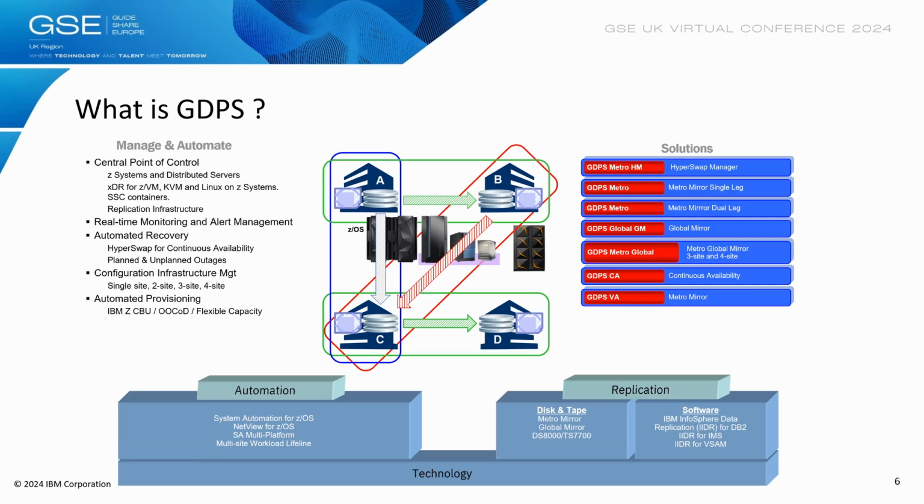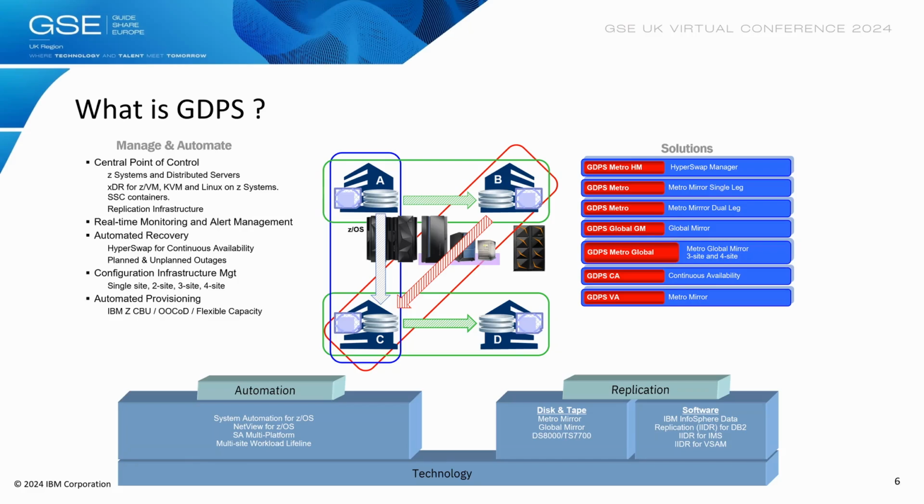Then we have the GDPS Metro Global GM solution, which is actually the one we will discuss more in this presentation. This is a combination of GDPS Metro and GDPS Global GM, and it offers the advantages of both solutions, with continuous availability and disaster recovery on a local region and disaster recovery at extended distance. We will see in a few slides how it is implemented and what it offers. And this solution exists for 3 and 4 site topologies.